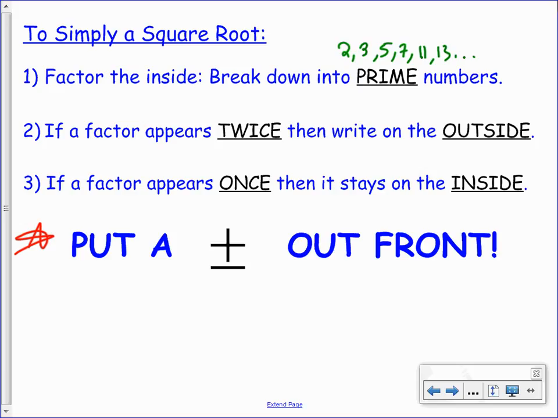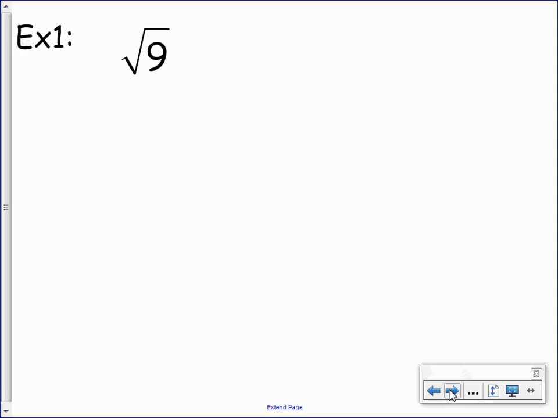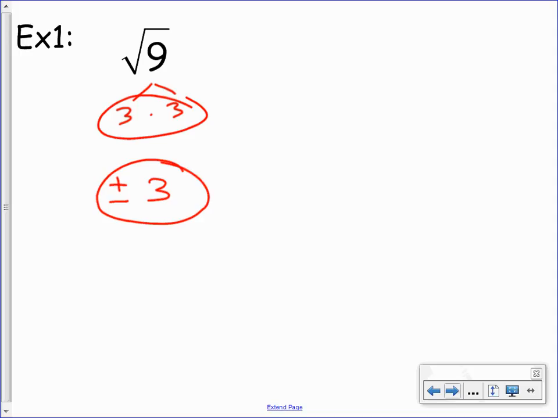All right, here we go. For example, this is super easy. For the first one, everyone knows that it's 3. Here's why. The smallest prime number that breaks up 9 is 3. And we know 9 is 3 times 3. If you have a pair, it can come outside of the house. So the answer to this is plus or minus 3. That's it.